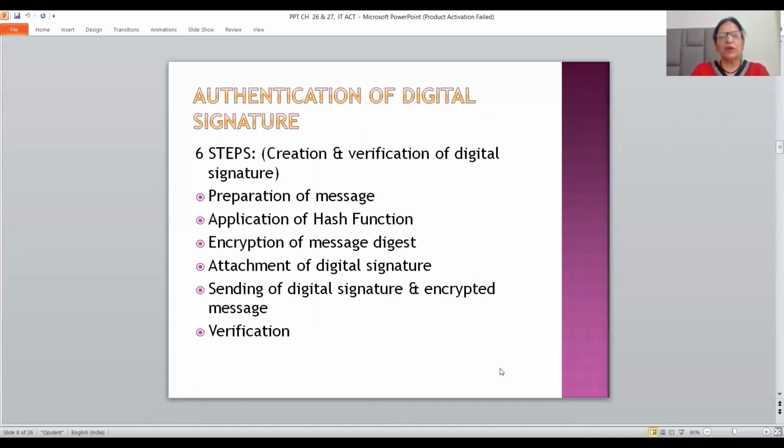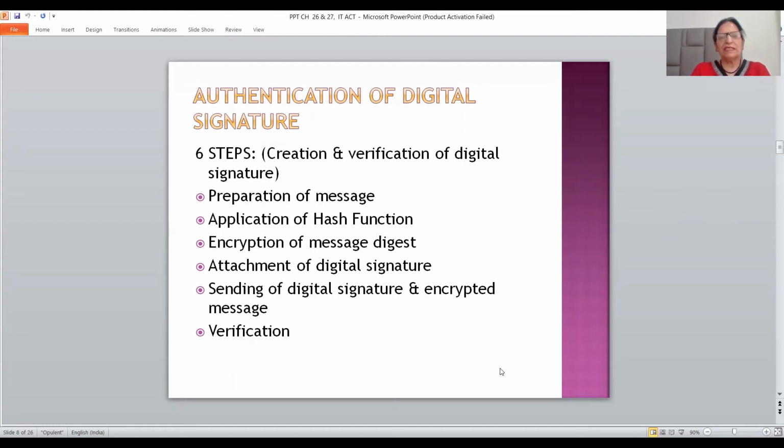Diagram showing the process of authentication of a digital signature. First of all, friends, the message has to be prepared. Which message would the originator, the sender, like to send to the addressee, the recipient?